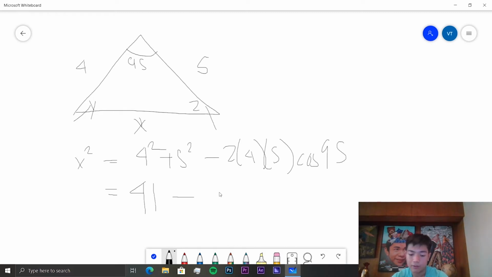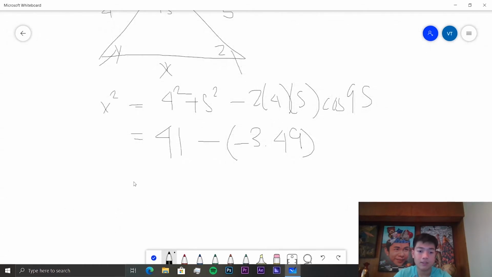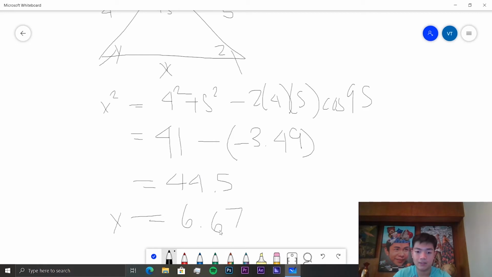And 40 cosine 95, let's just make sure we're working in degrees. So 40 cosine 95 is equal to minus 3.49. So we actually get that x squared is equal to 41 minus 3.49. So we get that x squared is equal to 44.5, and so x is equal to the square root, which is equal to around 6.67. So this is one side.